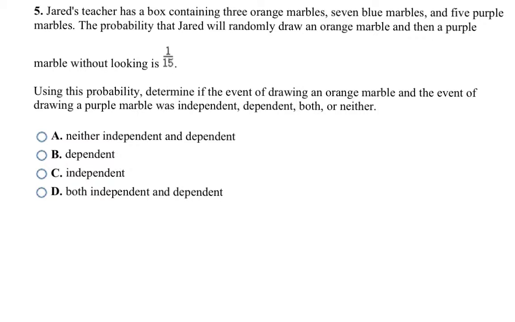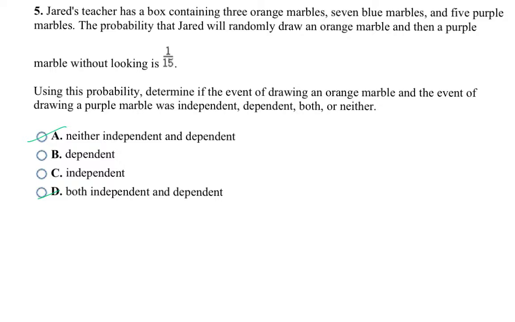This problem says, Jared's teacher has a box containing 3 orange marbles, 7 blue marbles, 5 purple marbles. The probability that Jared will randomly draw an orange marble and then a purple marble without looking is 1 out of 15. Using this probability, determine if the event of drawing an orange marble and the event of drawing a purple marble was independent, dependent, both, or neither. So once again, it can't be both or neither. So A and D are automatically out.